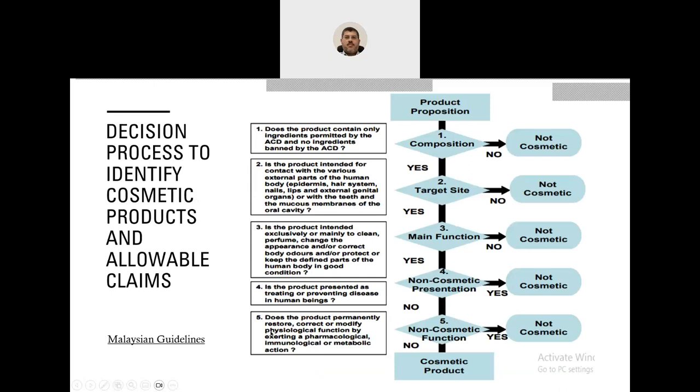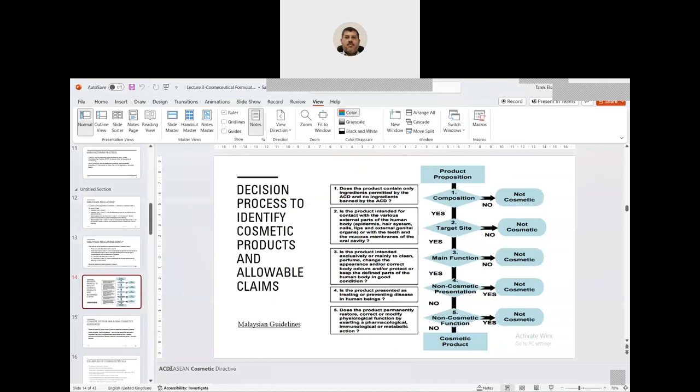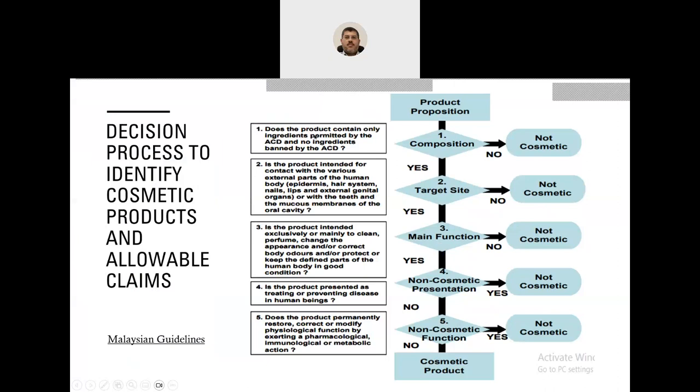Okay, so the first question will be about the composition. Does the product contain only ingredients permitted by the ACD? No ingredients banned by the ACD? ACD here is the Asian Cosmetic Directive. Most permissible ingredients under this directive you can find in the annexes from 2 to 7, as we mentioned. If nothing is outside this list or these annexes, then it should be okay. So it contains only permitted ingredients. If yes, we go to the next question. If no, then you cannot register as cosmetic. It should be registered as drug.